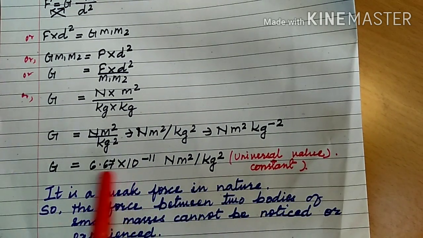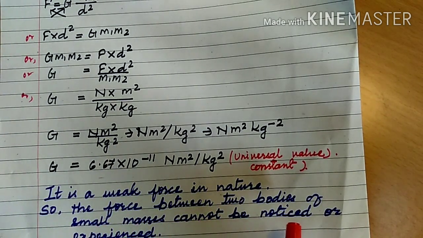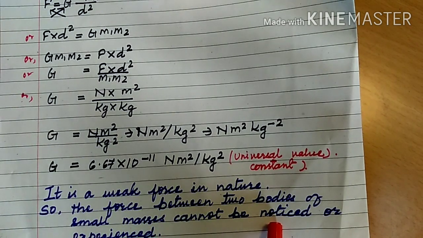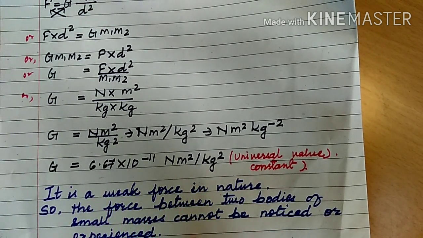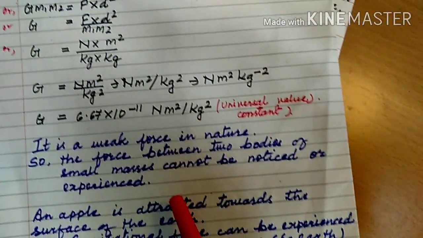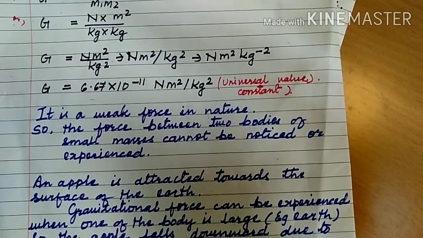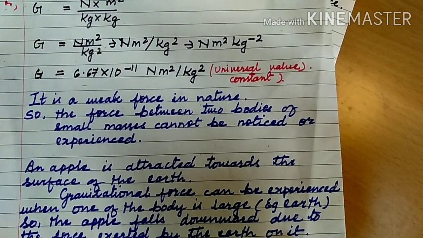Now this value, 6.67 into 10 to the power minus 11, is a weak force in nature. It is the force between two bodies of 1 kg mass each. It is the weak force in the universe. So this force cannot be noticed or experienced because it is a very small force. That is why the force between bodies of small mass cannot be noticed or experienced.